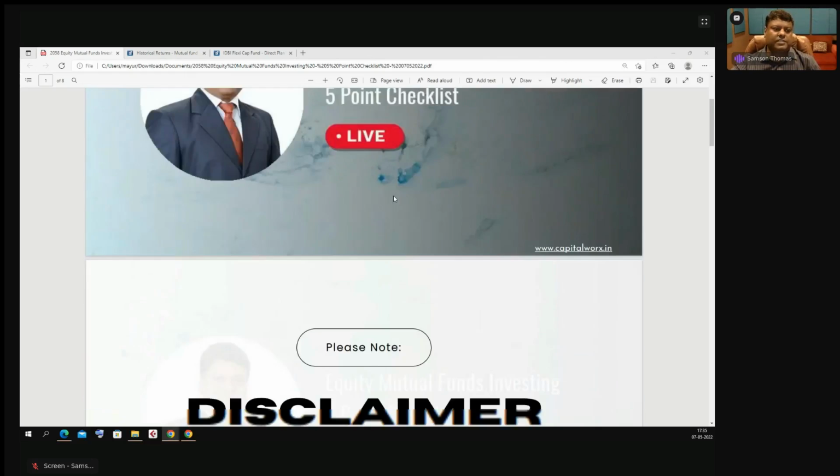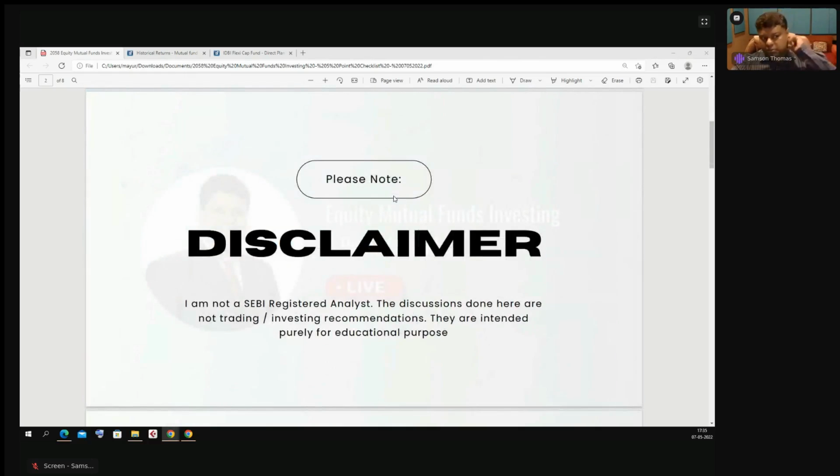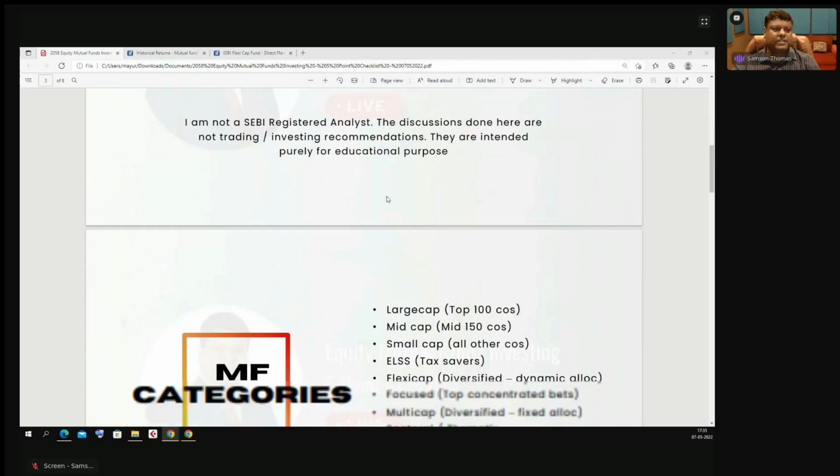So that's a benefit. Disclaimer: I'm not a SEBI registered analyst, so these are not trading or investing recommendations. We are not talking about the stock market today. I'm certified for mutual funds, so that's good. But these are nothing related to the stock market.